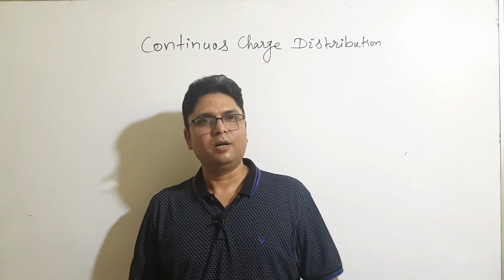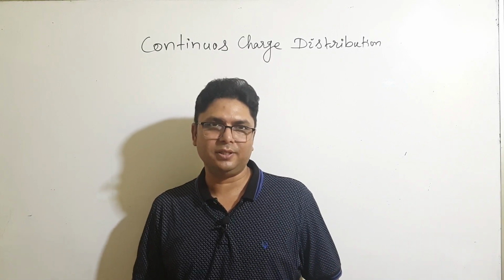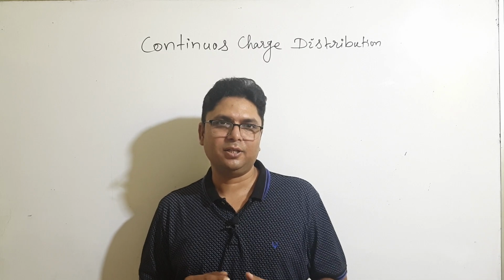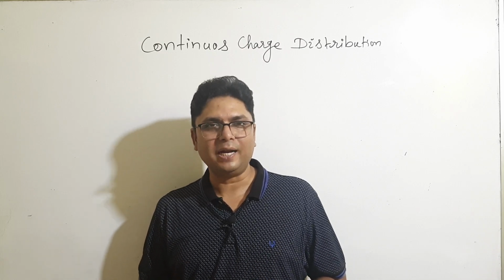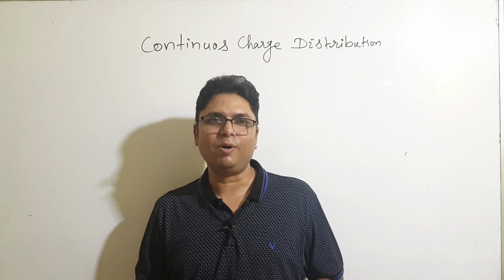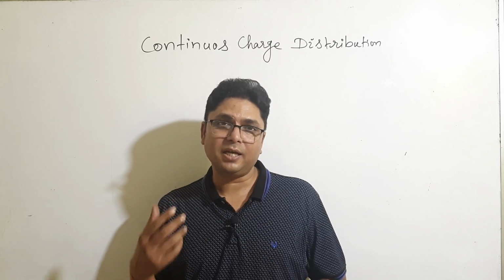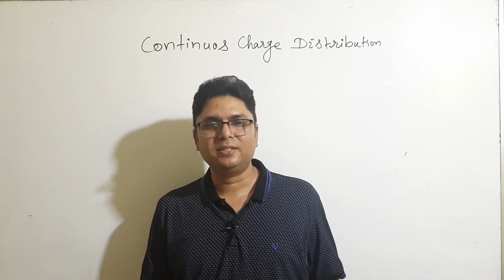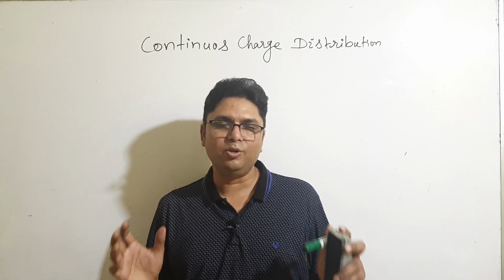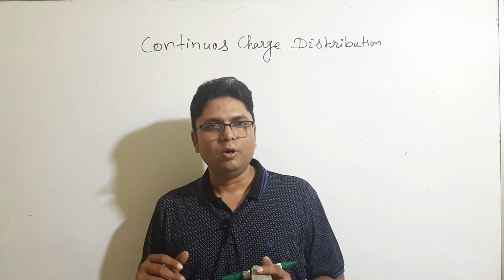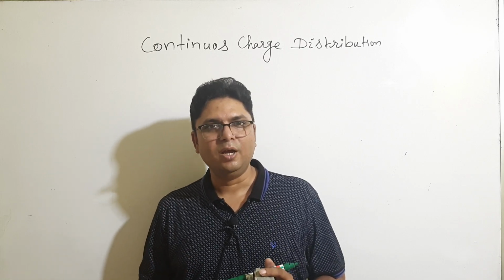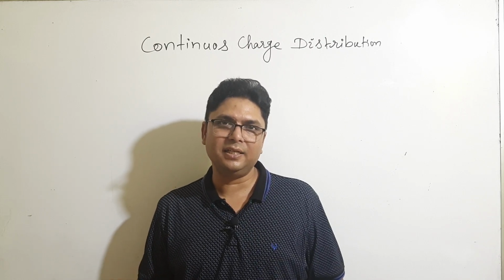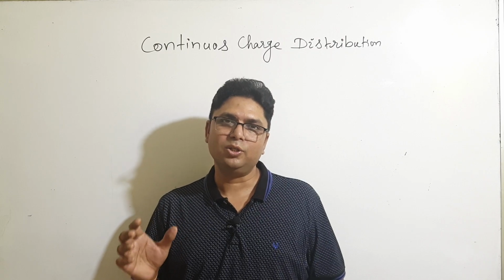Friends, let's understand continuous charge distribution. You already know that there is a quantization of charge. When charges are in a small amount, that is countable, then there is quantization of charge. But when the charges are huge in amount, that is uncountable, then the charges are considered as continuous charge distribution. So, what is continuous charge distribution? When charges are huge in number, then the charges are considered as continuous charge distribution.